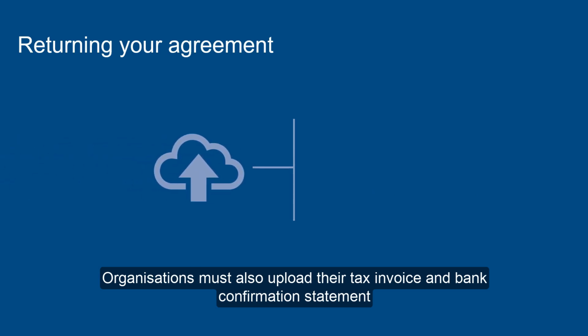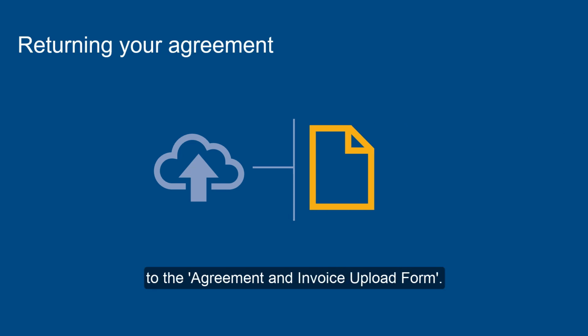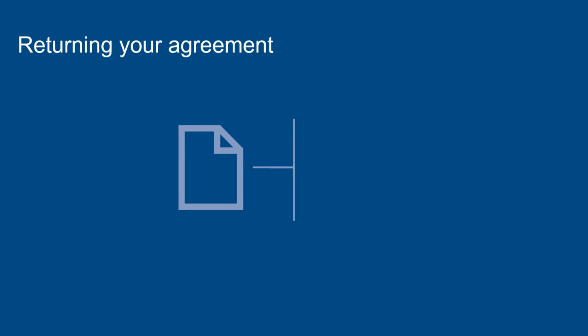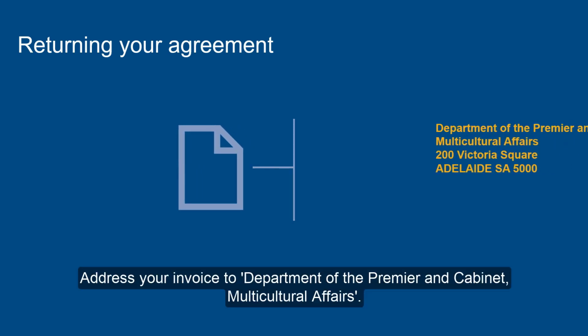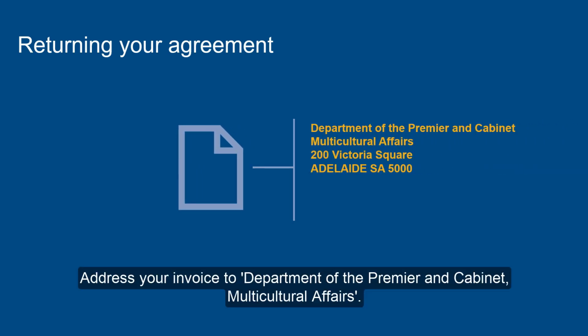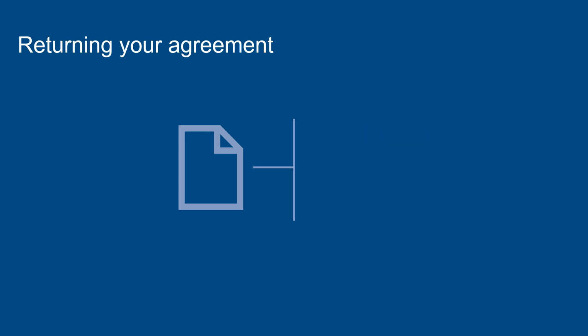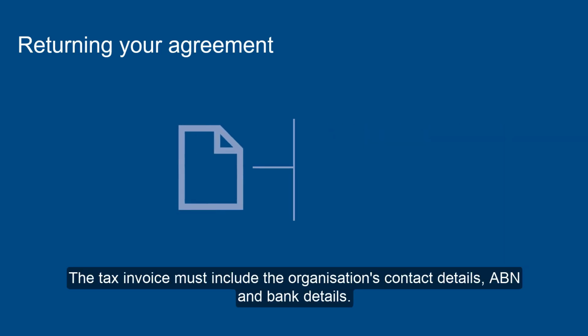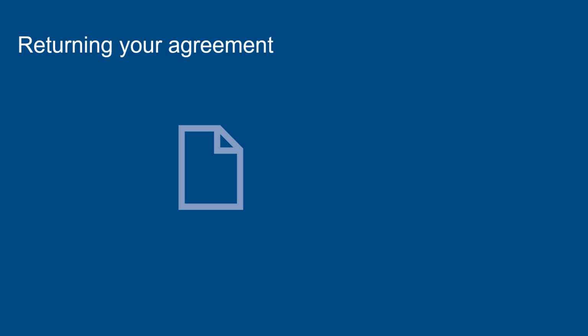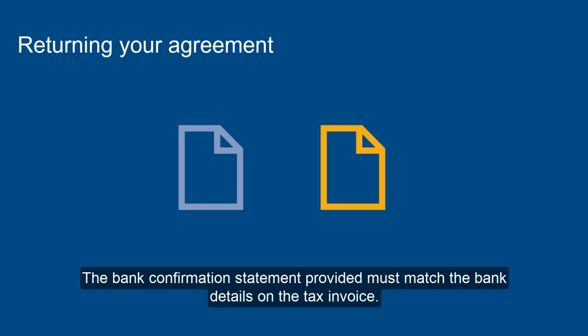Organizations must also upload their tax invoice and bank confirmation statement to the agreement and invoice upload form. Address your invoice to Department of the Premier and Cabinet, Multicultural Affairs. The tax invoice must include the organization's contact details, ABN, and bank details. The bank confirmation statement provided must match the bank details on the tax invoice.